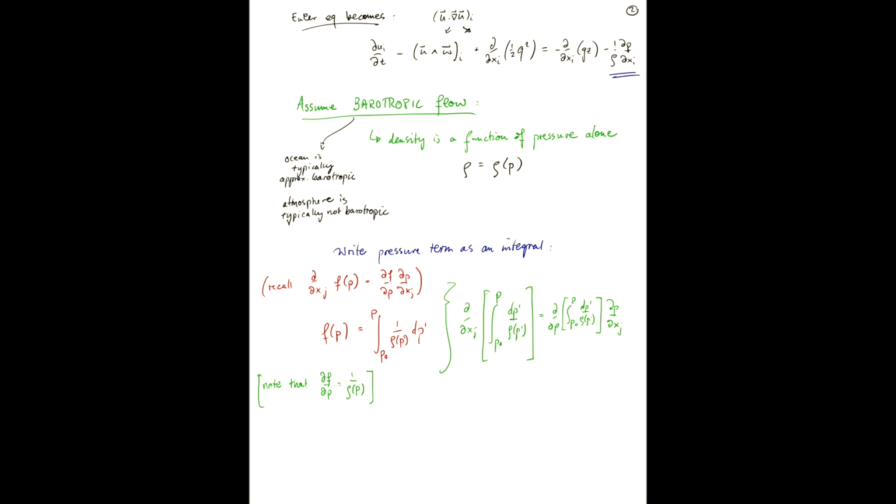And that is nothing else but simply 1 over rho dP dxj, since this here is the derivative of the integral of 1 over rho of P.